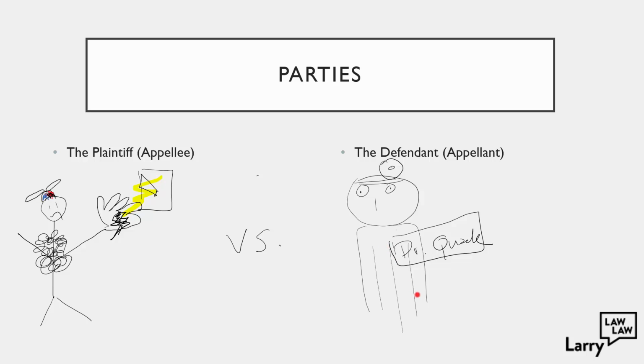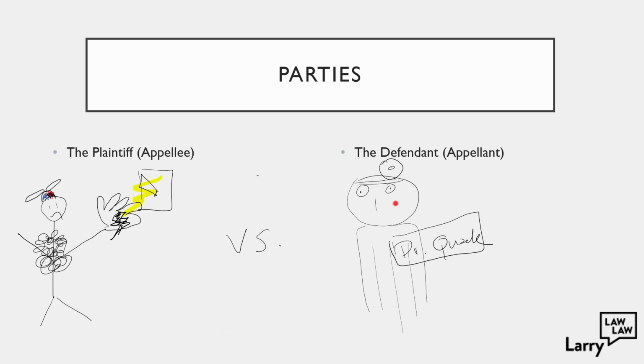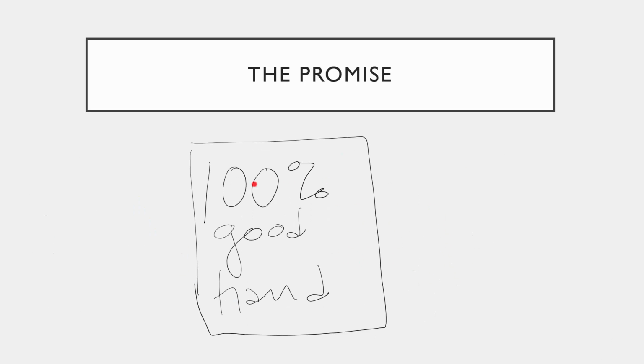His father goes to a doctor. And the doctor, I'm guessing he's a quack, promises to do a skin graft. He's going to take hair from here and put it here. And the boy's going to get 100% good hand. That's what the doctor promised, is 100% good hand.